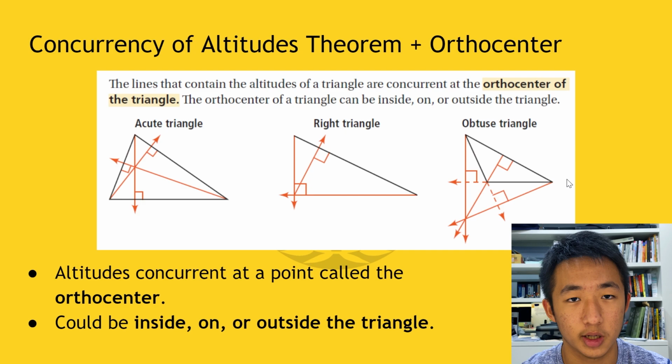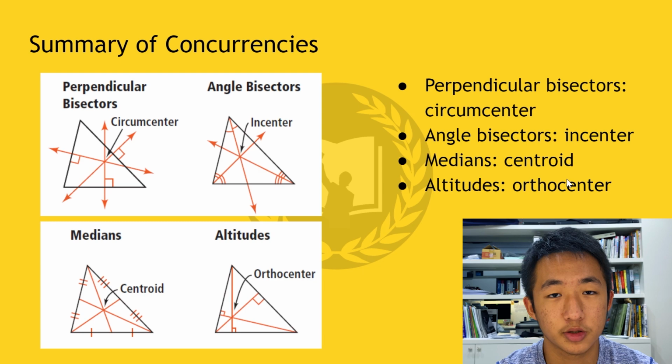Let's sum things up for the properties of concurrencies within triangles. First off, perpendicular bisectors are concurrent at a point known as the circumcenter. The circumcenter can also be used as the center of a circle that is circumscribed about the triangle. On the other hand, angle bisectors are concurrent at a point known as the incenter. The incenter can be used as the center of a circle that is inscribed within the triangle.